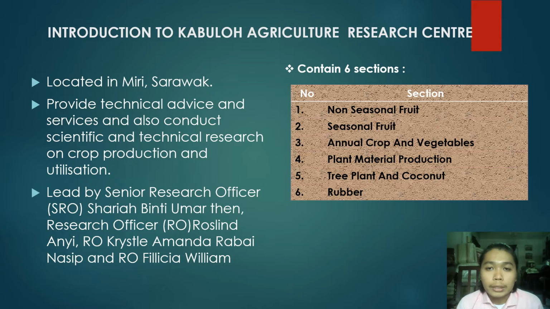Kabuloh Agriculture Research Center has six sections. The first one is non-seasonal fruit. Second one is seasonal fruit. Third is annual crop and vegetable. The fourth is plant material production. And the fifth, tree, plant and coconut. And the last one is rubber section.